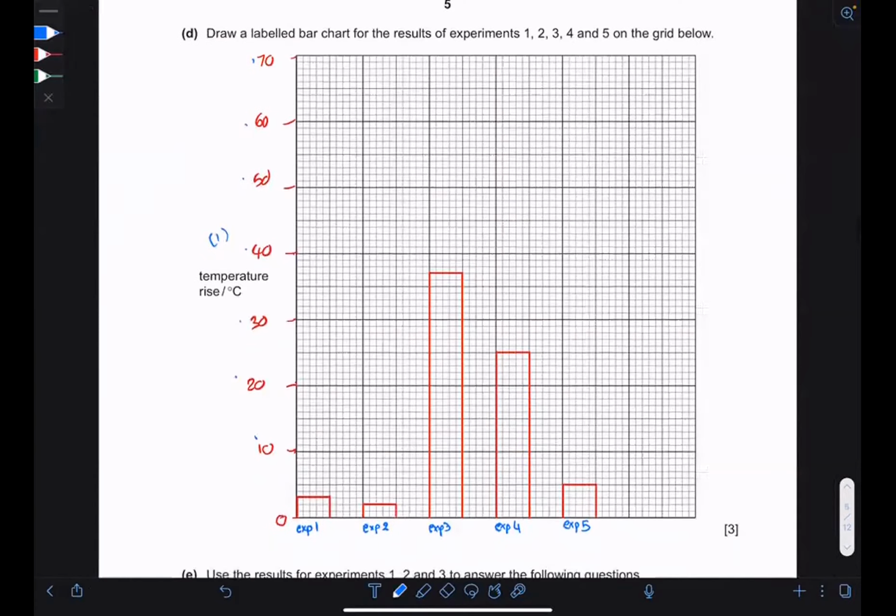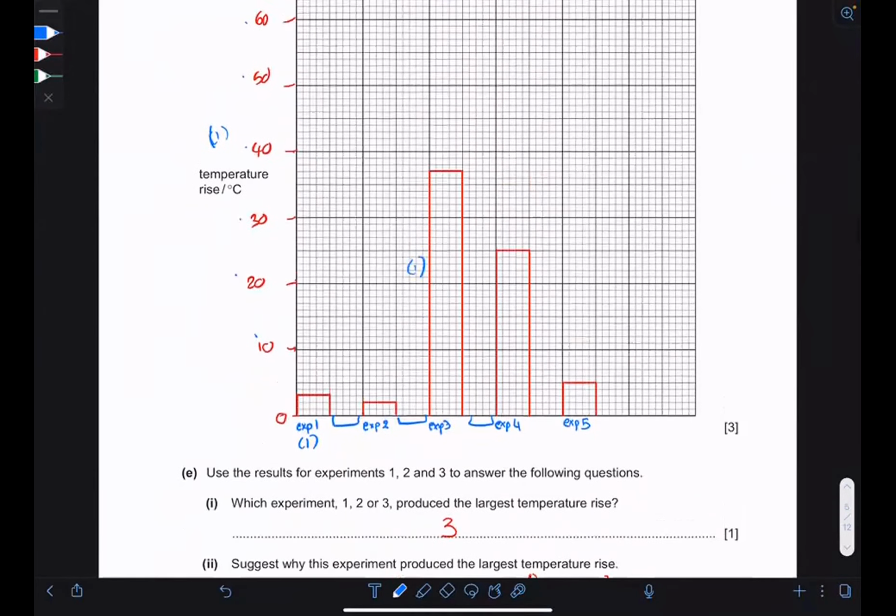In the bar chart, the differences between every bar should be equal, and the label of every bar should be placed in the center of the bar, like I did here. This is the bar chart. The labeling of the y-axis scale is for a mark. The labeling of the bar chart is for a mark, and drawing the actual bars accurately is for the third mark.